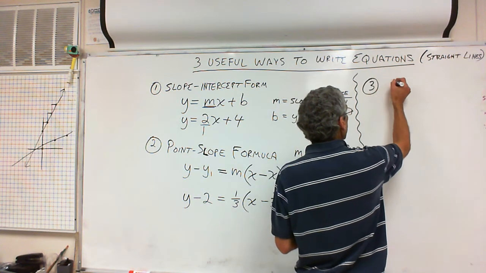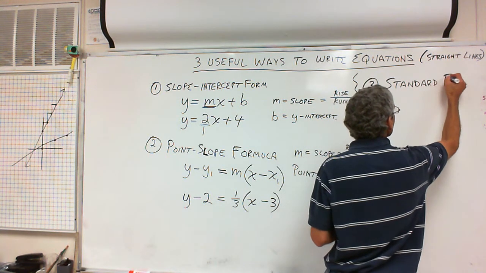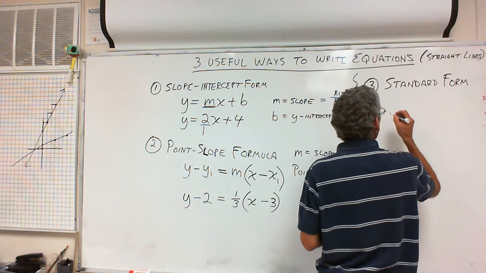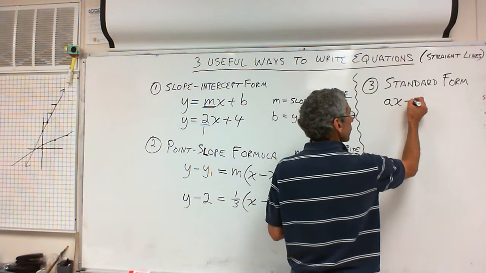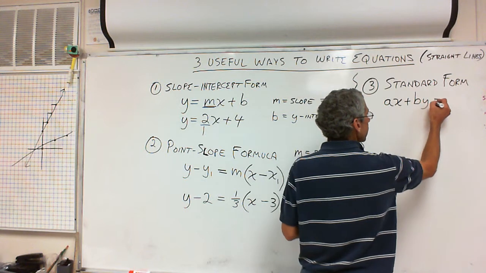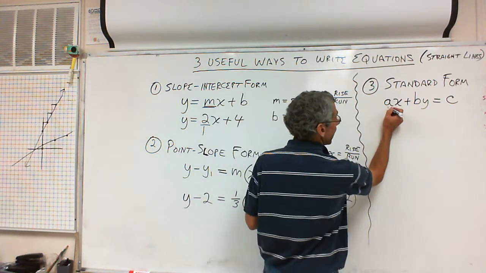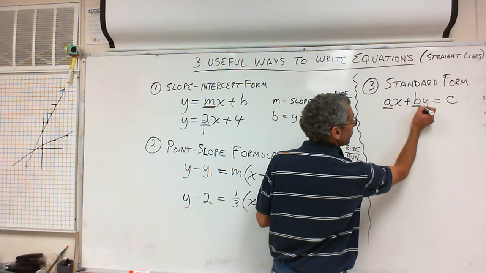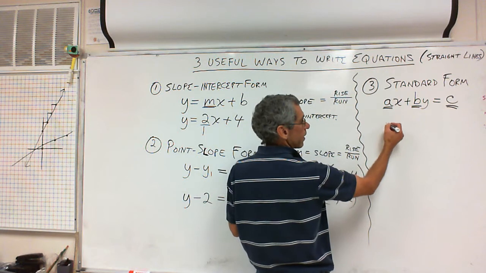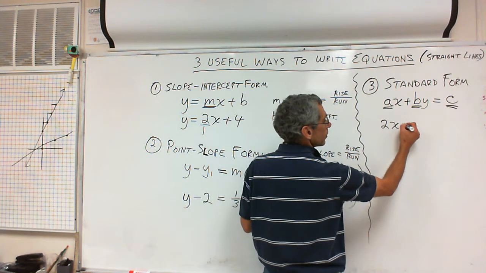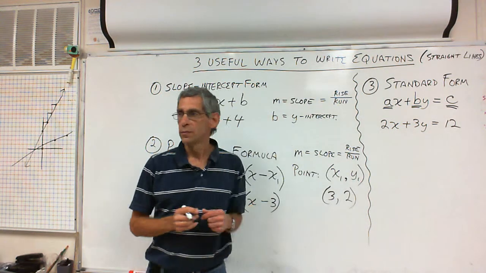All right, so the third one, and I'm not going to go into much detail in this one, but it's called the standard form. You will learn this very well fairly soon. The standard form formula is ax plus by equals c. And in real life, the a is actually a real number, the b is a real number, and the c is a real number. So an example would be 2x plus 3y is equal to 12. That's an example.